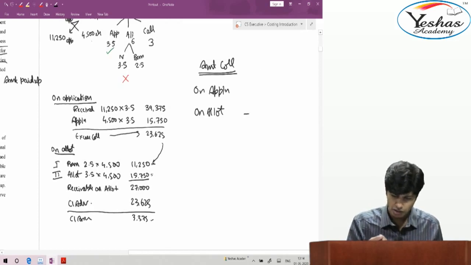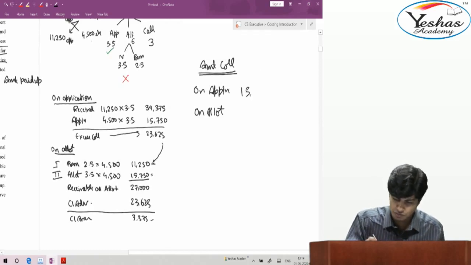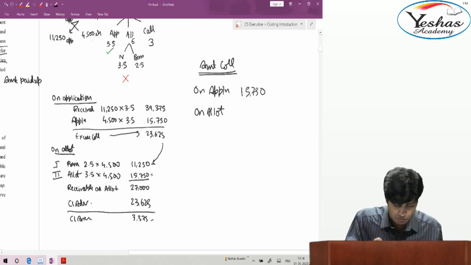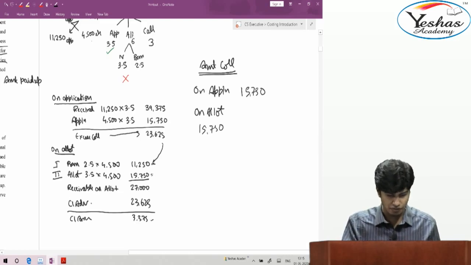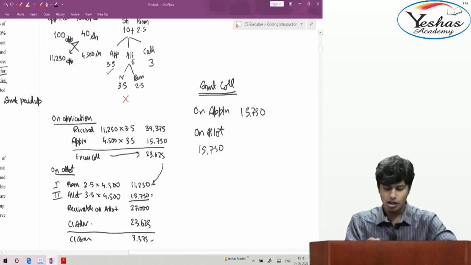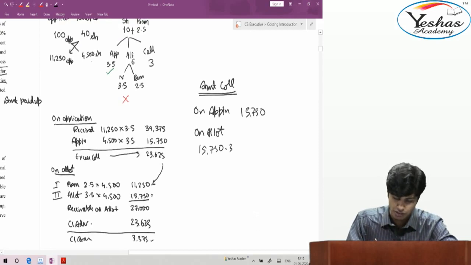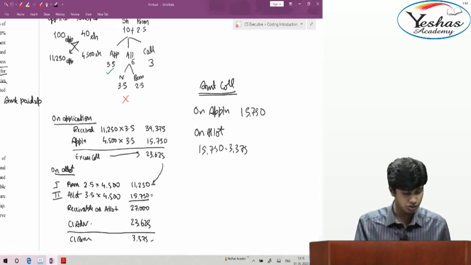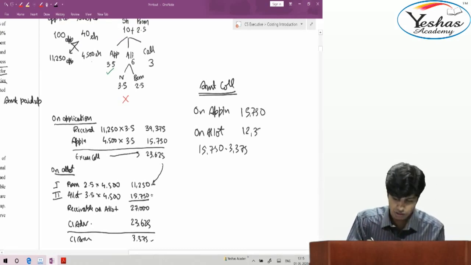Basically, on application, you are supposed to receive 15,750. You have received 15,750. On allotment, you are supposed to receive 15,750 again. But out of the 15,750 you are supposed to receive on allotment, you didn't receive 3,375. So I'll subtract 3,375 from 15,750, and I'll end up with 12,375.